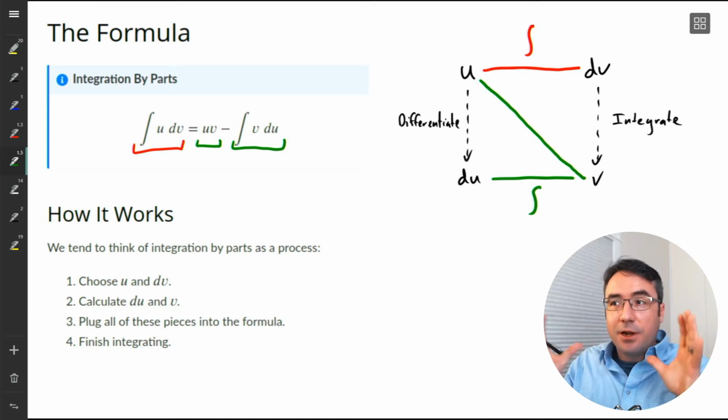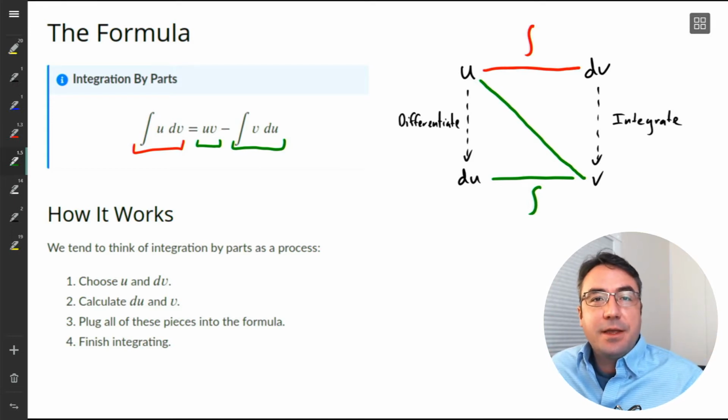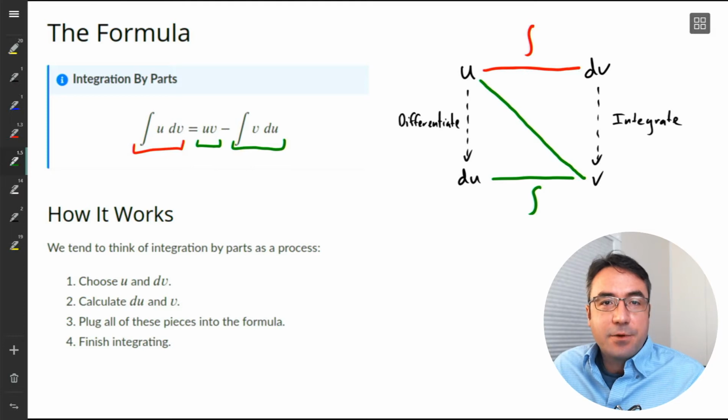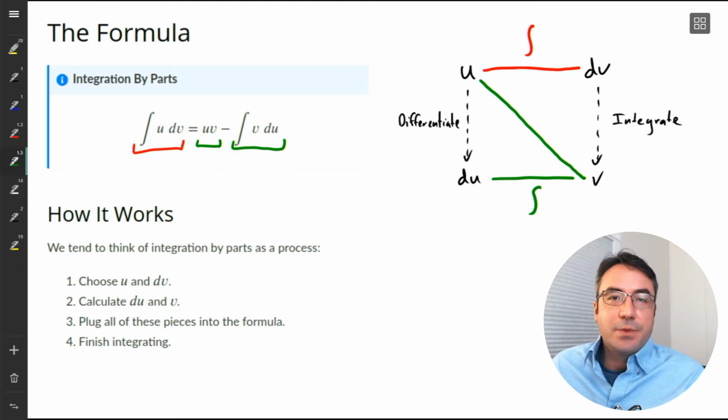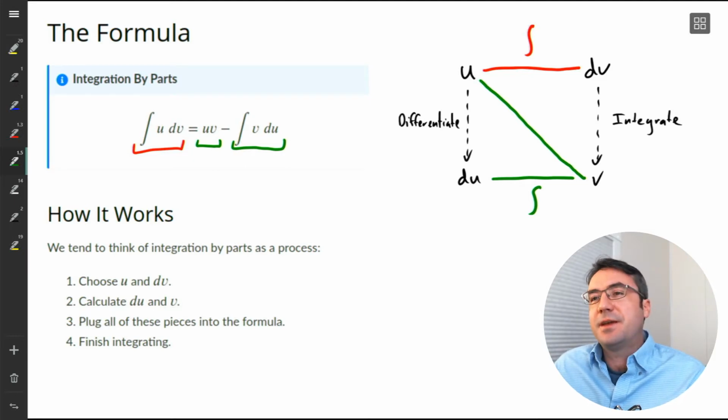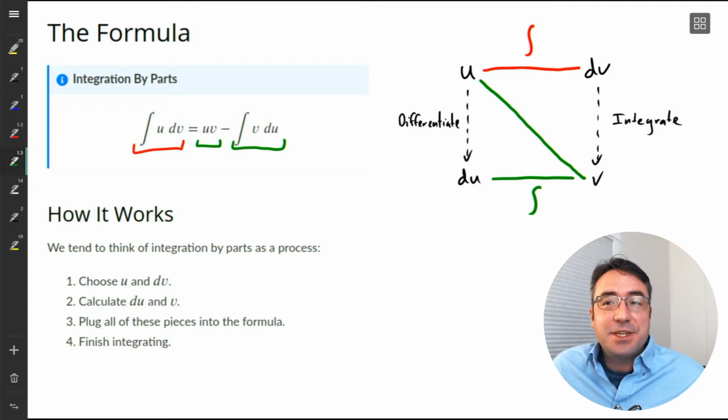Step 3 is to plug all the pieces that we've calculated and picked into that formula, and then step 4 is to finish integrating. So when we look at this formula, you might be thinking, well, how is this going to help us? We have an integral on the left, we have an integral on the right, we're not really getting anywhere. So step 4 is to finish integrating that integral on the right.